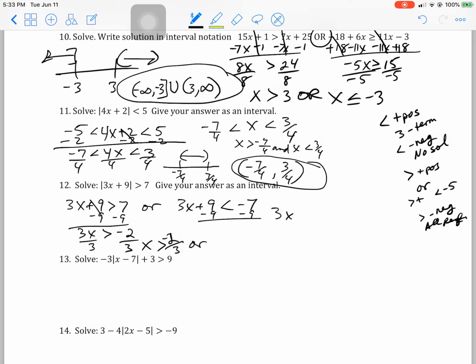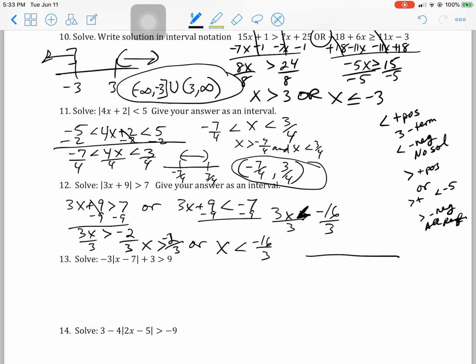3x is less than or equal to a negative 16 divided by 3. So x is less than a negative 16 over 3. That sounds weird. Let me check my key. That's what it says. Okay.